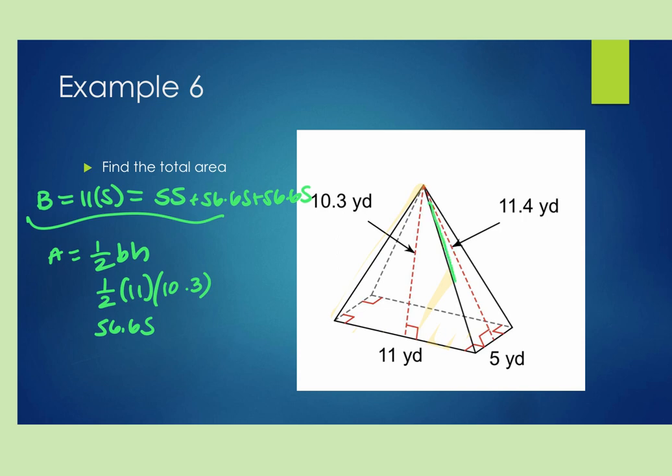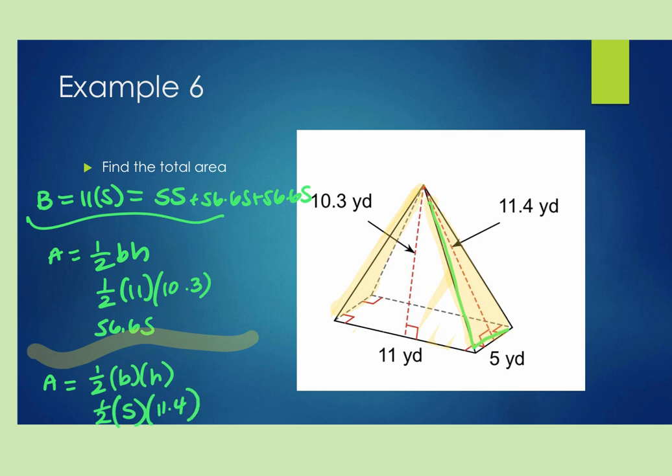also triangles, on this side and the left side. What's the base of one of those sides? 5. And the height of one of those sides? 11.4. So each one of those is 28.5. So you could either add it twice, multiply it times 2, or cut it in half. Same. So 55 plus 56.65 plus 56.65 plus 28.5 plus 28.5.